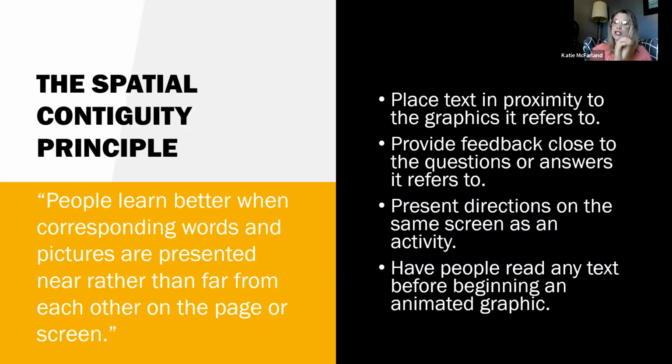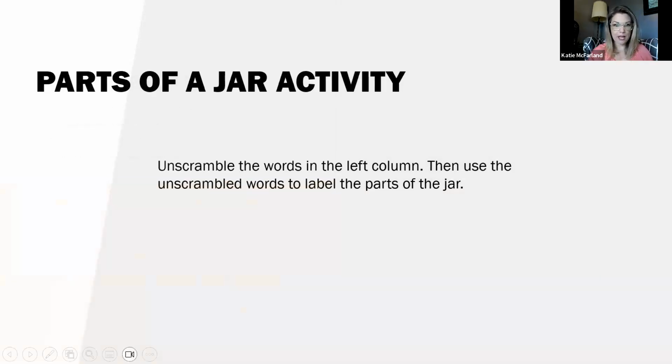So it's like, make sure that things are physically close together. So if we place text and graphics near each other, we have feedback near the questions it refers to, make sure that things are on the same screen as the activity, or have people be able to read something before that animated graphic so it's not disconnected. So again, I have another example of that. So if I were to give you this activity, I'm an FCS educator, so a lot of these are FCS based, but I do try to mix it up with some other stuff.